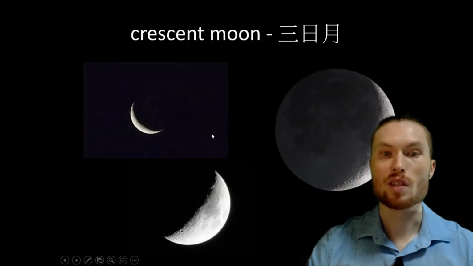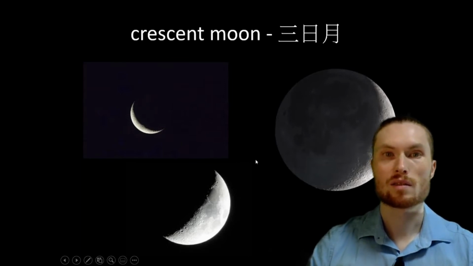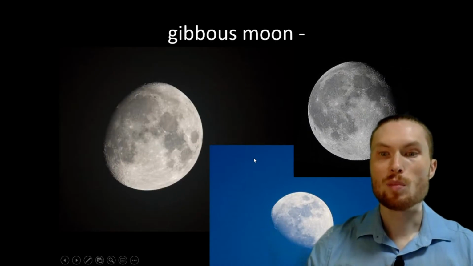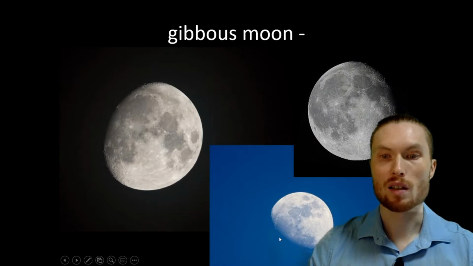Next, crescent moon. Crescent moon has this crescent shape, this concave shape. So it's mostly dark with a little bit of light. Next is a gibbous moon. Gibbous is almost full, but not full. You can still see some darkness, some black on the side, but it's mostly light.